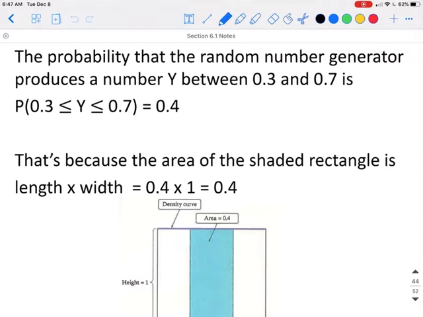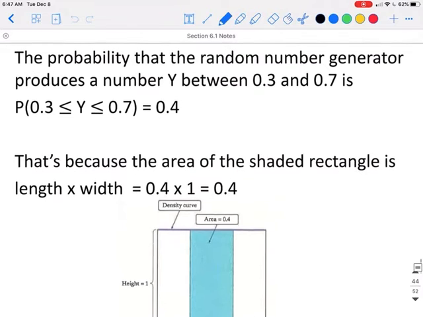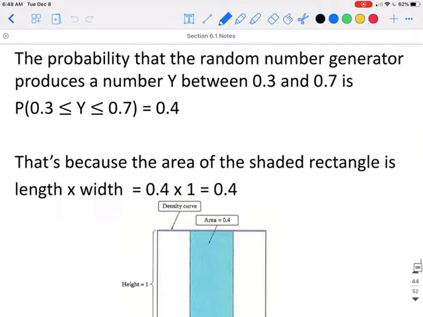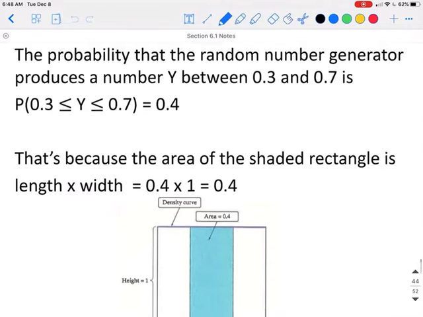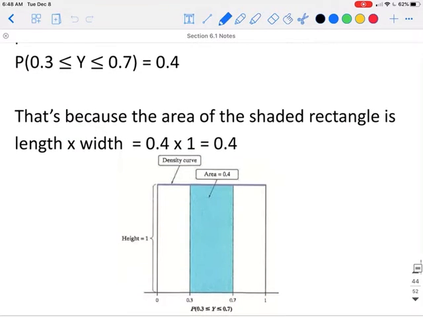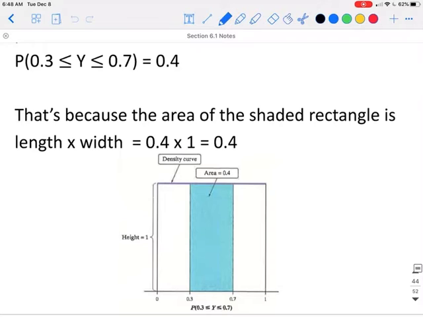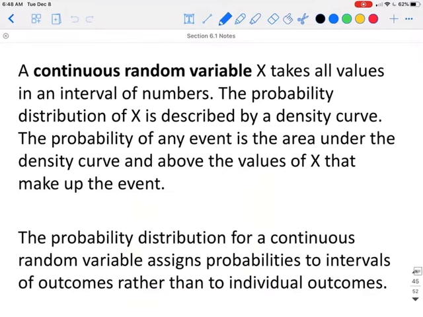So to do this, we are going to have to find the shaded region. The probability of a random number generator producing numbers Y that are between 0.3 and 0.7 would be 0.4. That's because the area of the shaded rectangle is length times width. Our length would be 0.4 and our height would just be 1, so 0.4 times 1 gives us an area of 0.4.